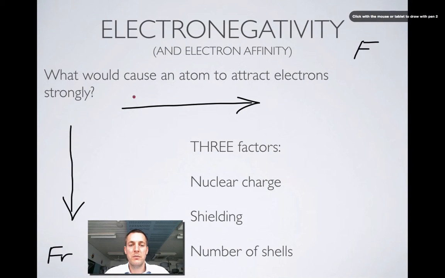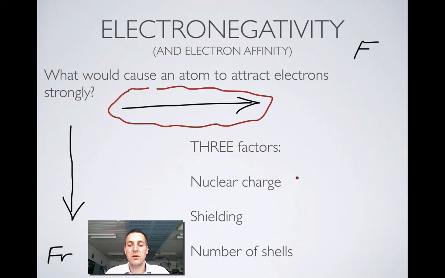Okay, we'll start off by talking about this trend here, so across a period. What's happening to the nuclear charge? Well, as we've seen before, that's going up by 1 each time. What's happening to the shielding as we go from one atom to the next? Nothing changes. What's happening to the number of shells? Well, they've all got the same number of shells. So those two things are staying the same. Nuclear charge is increasing. That's allowing us to explain why the attraction for electrons is getting higher as we go across a period. So the electronegativity is increasing. That's a really horrible looking arrow, but I'm going to leave it there because otherwise I've got to rub everything out. And electronegativity and electron affinity are both increasing as we go across a period.